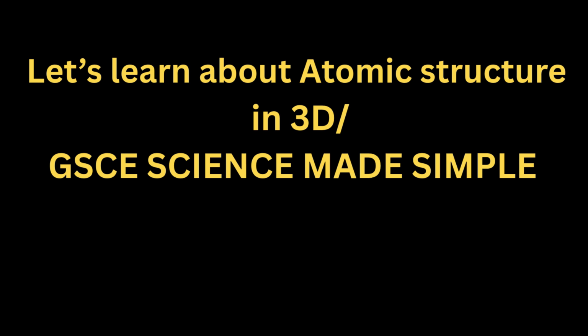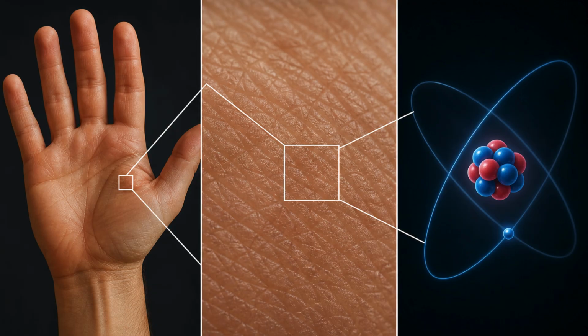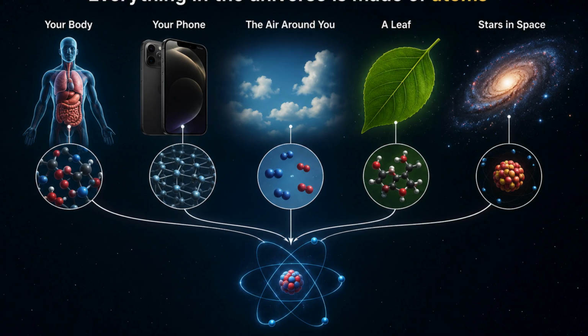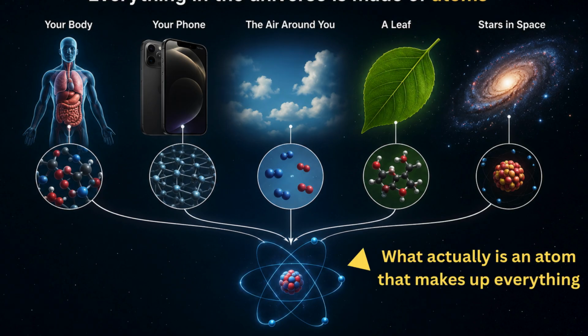Hello everyone, let's understand atomic structure today using 3D visuals. Everything around you is made up of tiny particles called atoms. Your body, your phone, the air around you, even stars in space. But what actually is an atom?